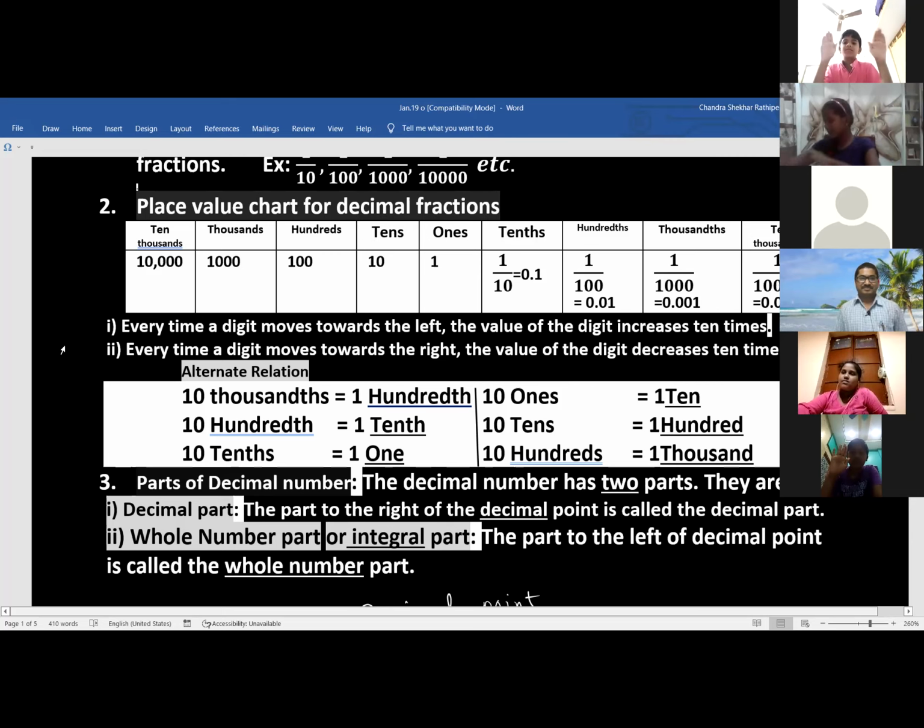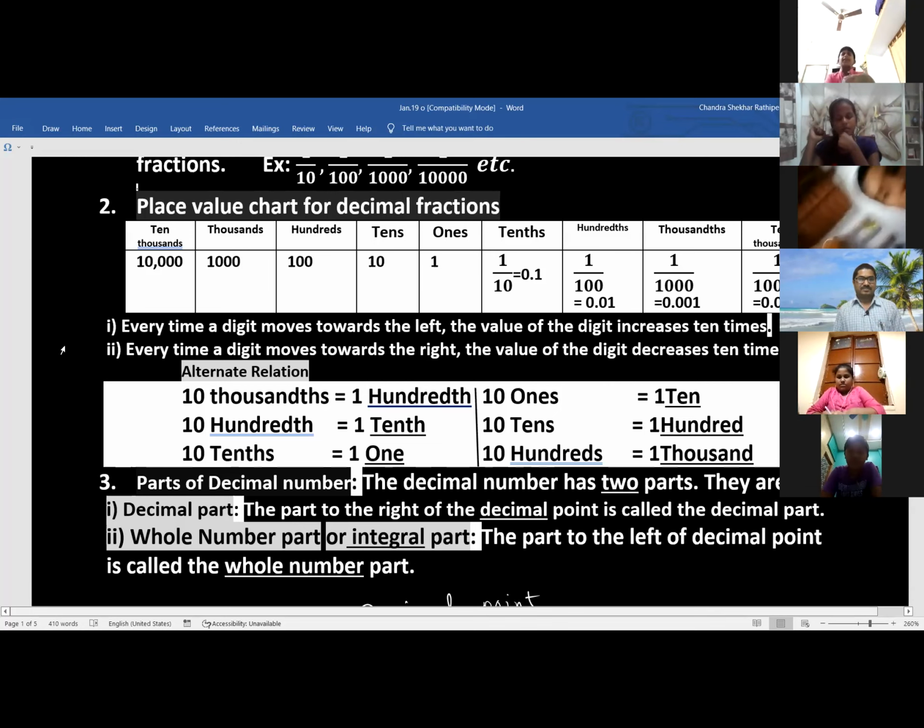Shashank Reddy. Sir, first one is decimal part, second one is whole number part or integral part. Integral part. Right, okay.